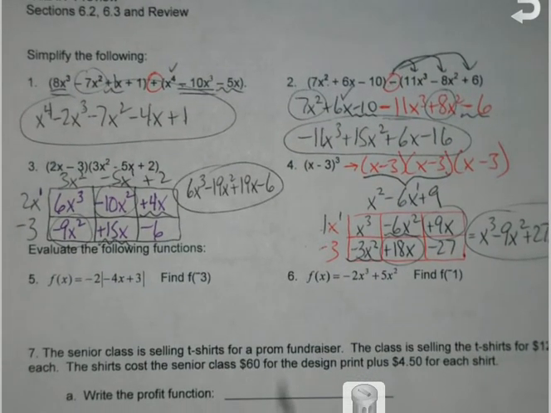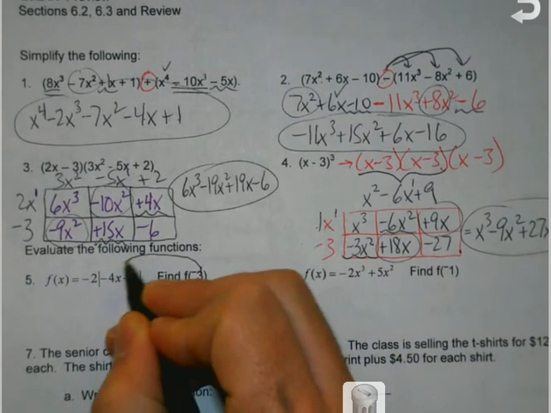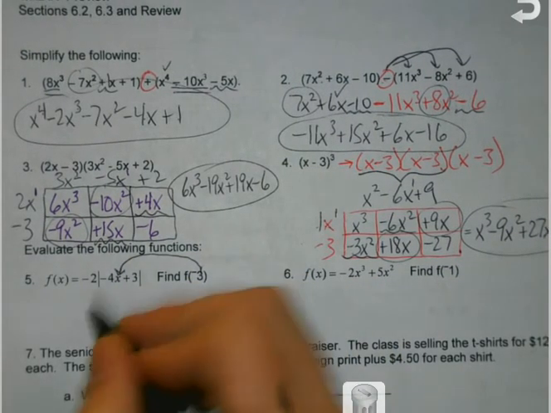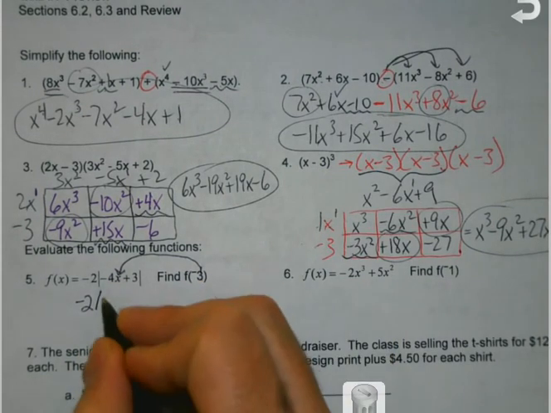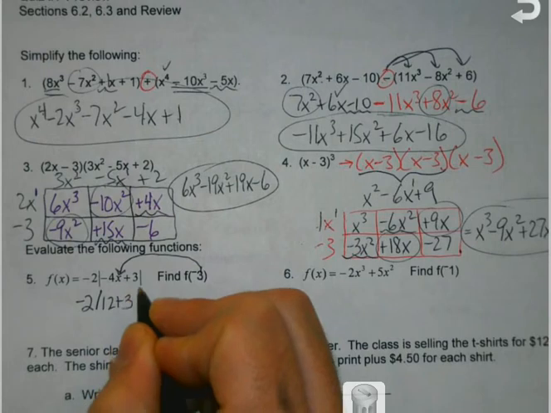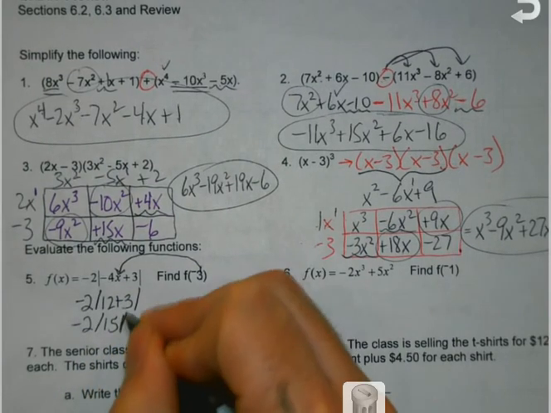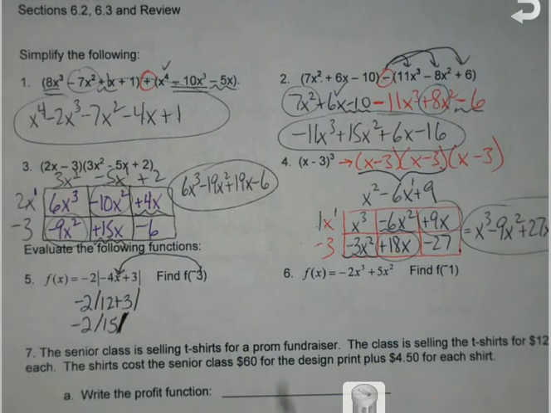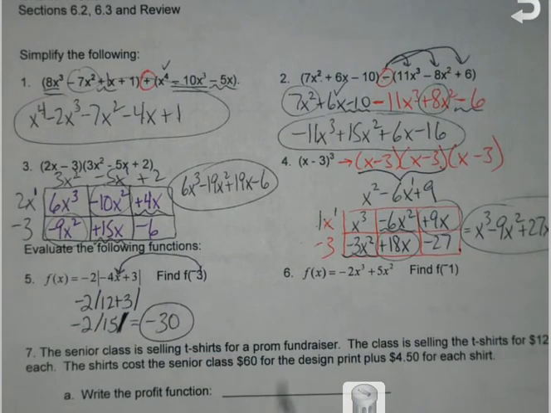Okay. Evaluate the following functions. Evaluate. Plug this number in for x. So negative 2. Negative 4 times negative 3 would be positive 12 plus 3, which is 15. Now in this case, let me slant that a little more. In this case, the absolute value isn't going to do much for us because there's not a negative number inside. But whatever comes out of that absolute value is always positive. So this is negative 2 times 15, which is negative 30, and that would be my f of negative 3.